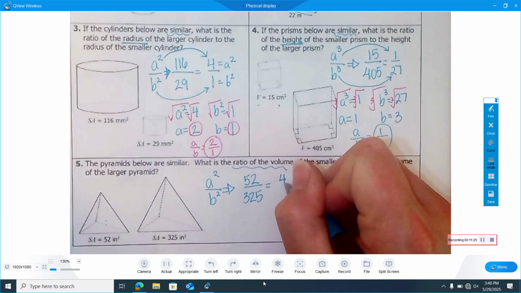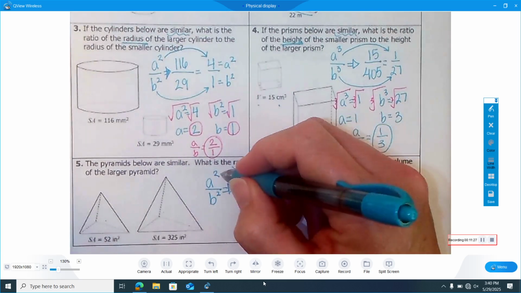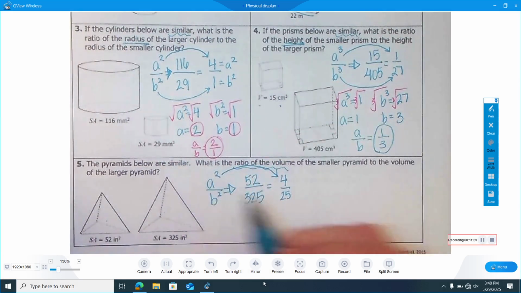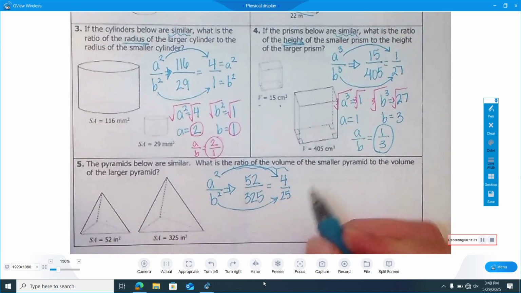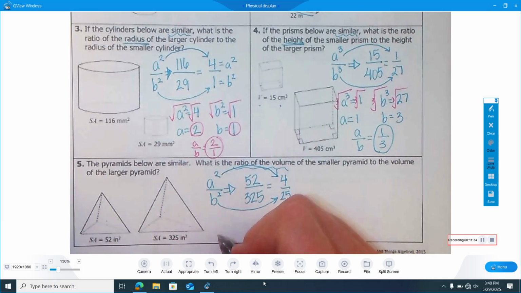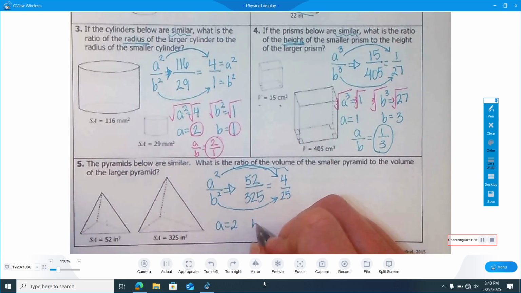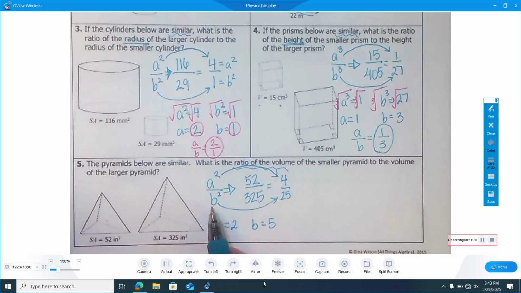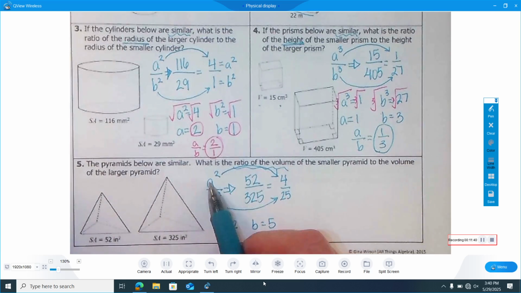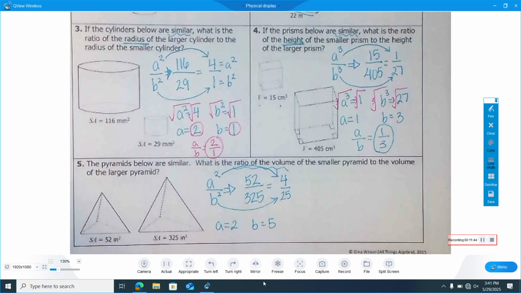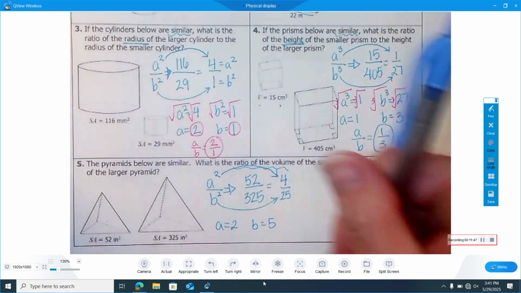So that becomes 4 over 25. And again, 4 is some number squared, and what number squared gives you 25? Oh, a must be 2 and b must be 5, because 5 squared gives you 25 and 2 squared gives you 4. So now I know my a and my b.